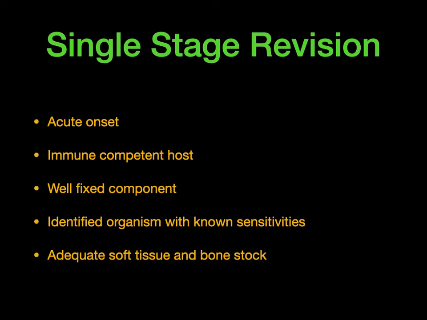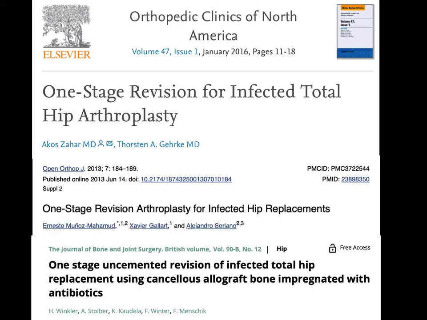Briefly, a single stage revision should only be considered if it's an acute onset symptom in an immunocompetent host with a well fixed component. You have an organism, and this is very important. If you have an organism with known sensitivity, only then should you embark on a single stage revision. And of course, you need to have adequate soft tissue and bone stock. Although the rest of the four things are subjective, identifying the organism is perhaps the most important thing.